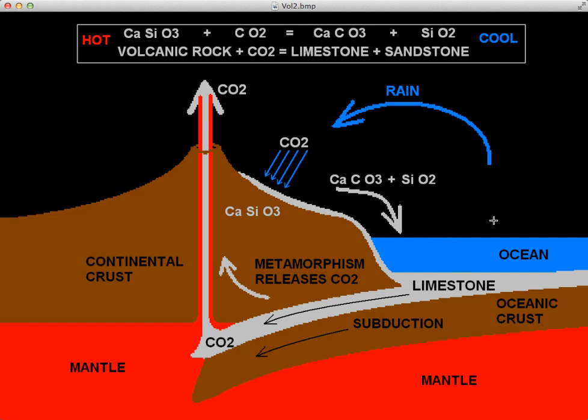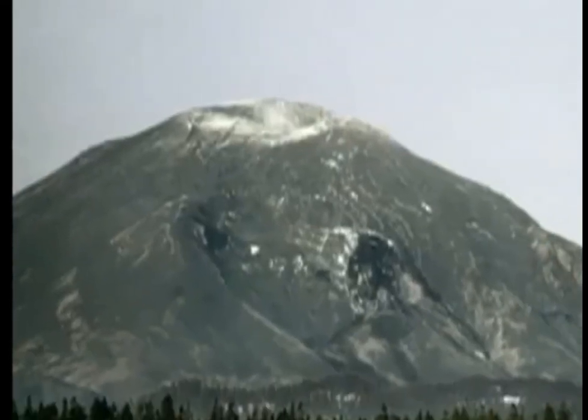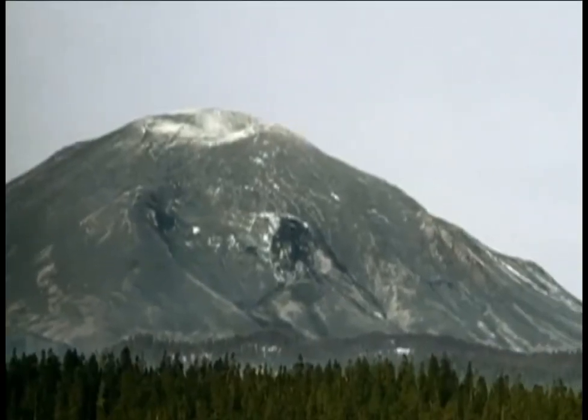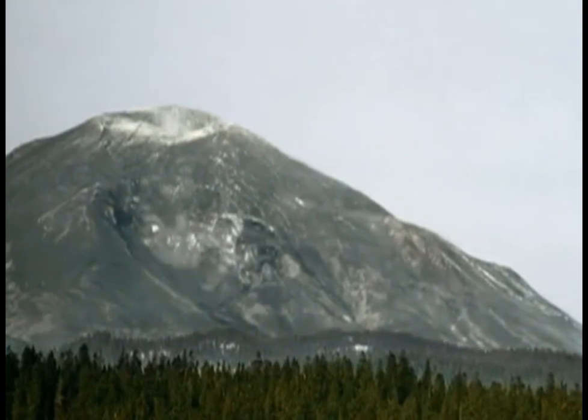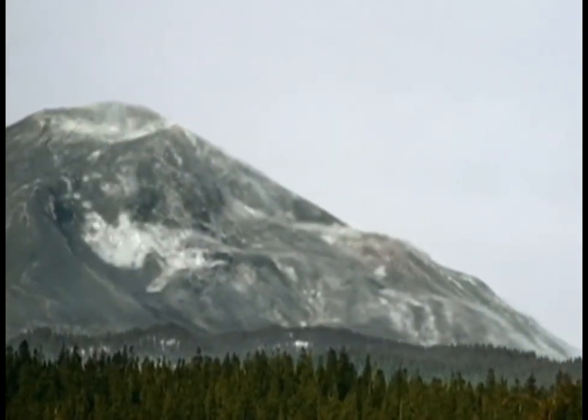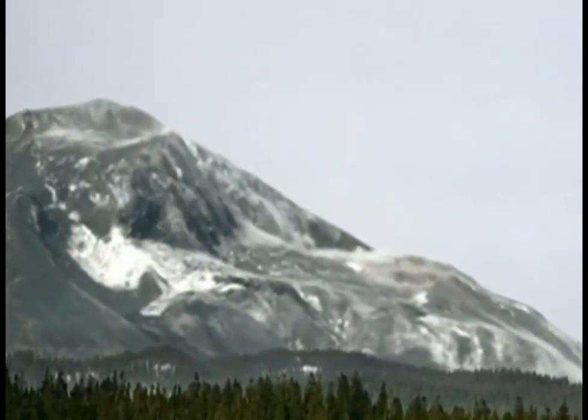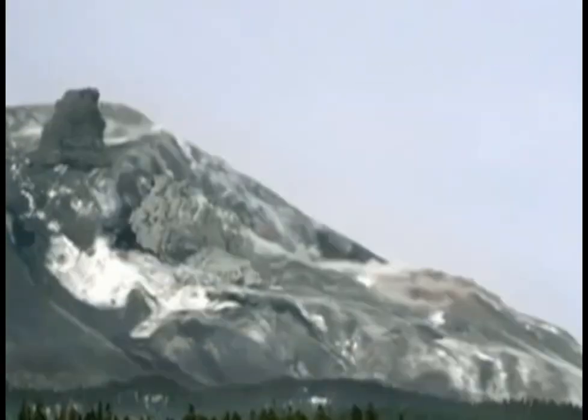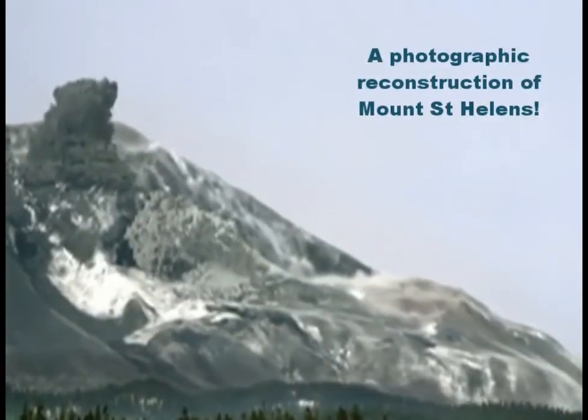Okay, that's the end of this lesson. I'm just going to leave you with a little clip showing the power of a volcano. This is a photographic reconstruction of an eruption which blew the side off Mount St. Helens. It happened in 1980 in Northwest America.